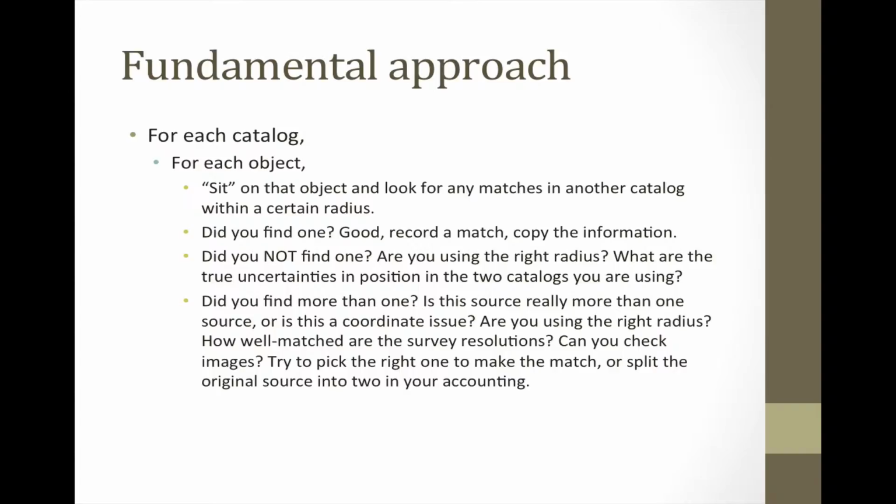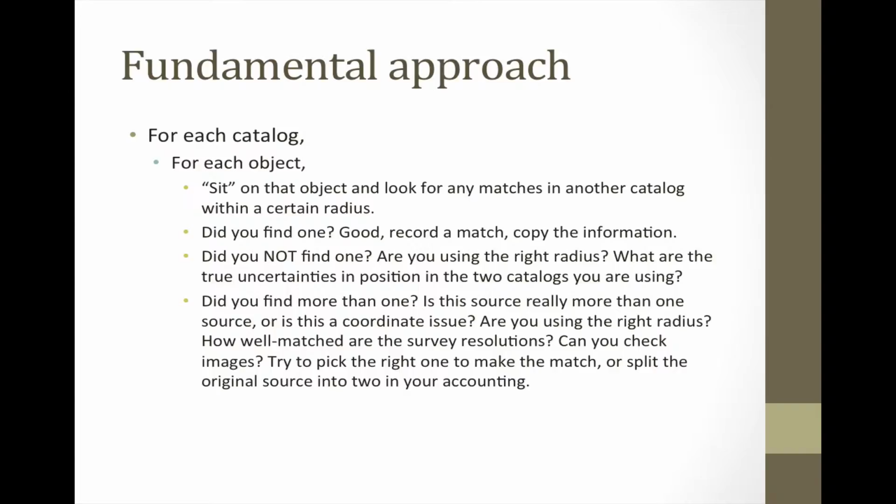Did you not find one? So are you using the right radius? What's the positional uncertainties of the catalogs that you're matching? Is one arc second too small or too big of a search radius, for example, to match? What if you find more than one? Is the source really more than one source? Or is it a coordinate uncertainty issue? Can you match the patterns of the sources found in the two surveys to figure out which sources are matched to the same sources in the other bands?